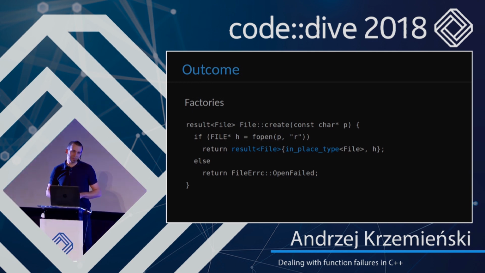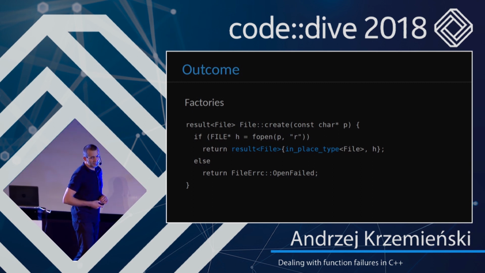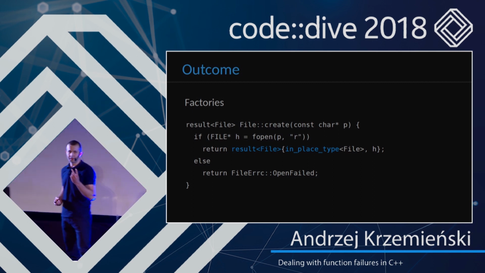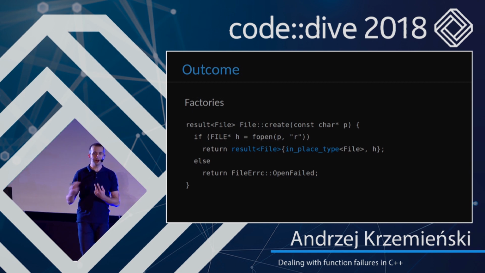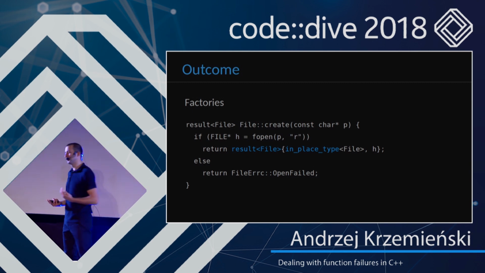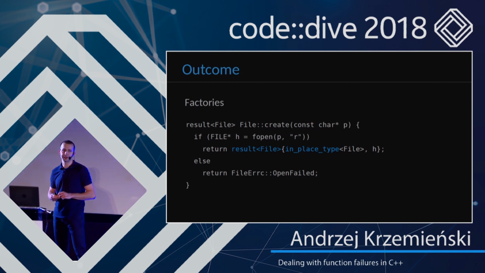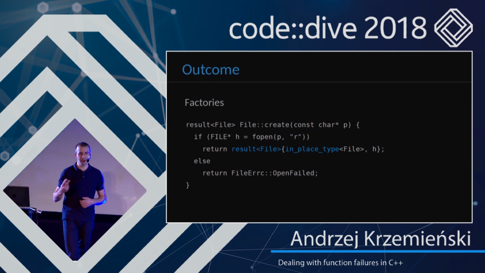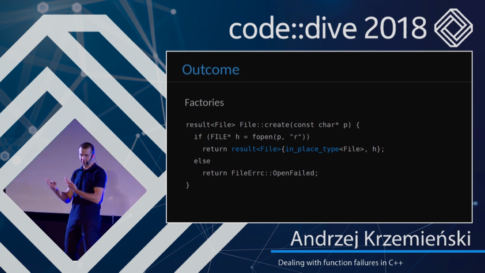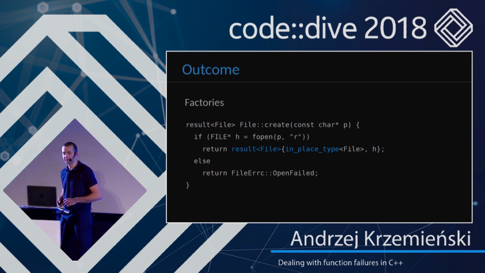But there are also the positive sides. When you're using factories, you can have two of them that take the same set of arguments but do different things. Consider creating a vector with the initial size and with initial capacity. Not possible with constructors because they have identical types.